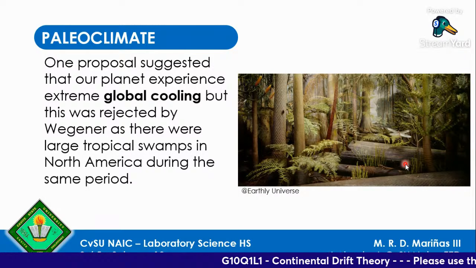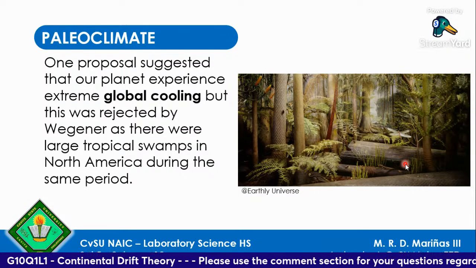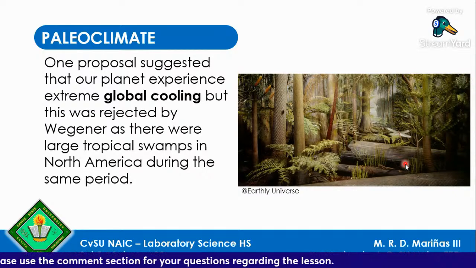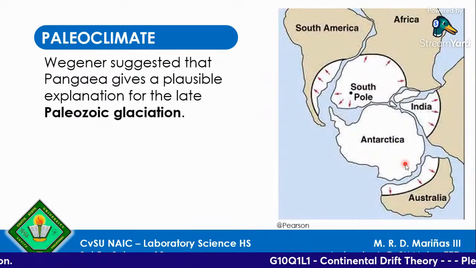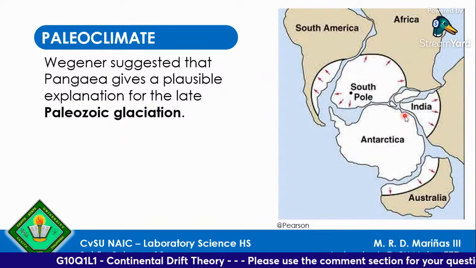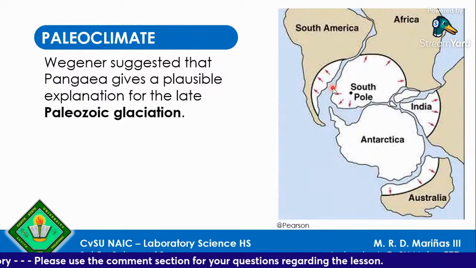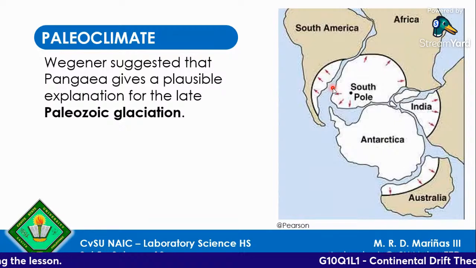So, we saw that Wegener really fought for his idea all through those years. Until his last moments. Actually, he even died gathering evidence. He died, I think, in Greenland or at the North Pole, if I'm not mistaken, while he was gathering data. Wegener suggested that PANGAEA gives a plausible explanation for the late Paleozoic glaciation. So he said, the only reason why those continents and land masses have the same pattern of Paleozoic glaciation 300 million years ago is because they were together when the supercontinent PANGAEA was formed.